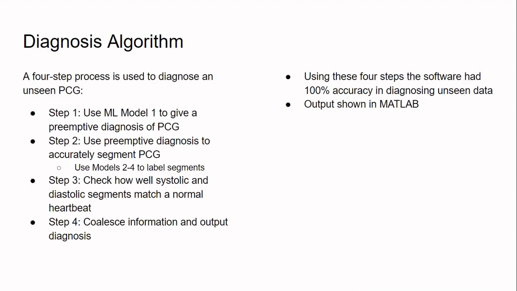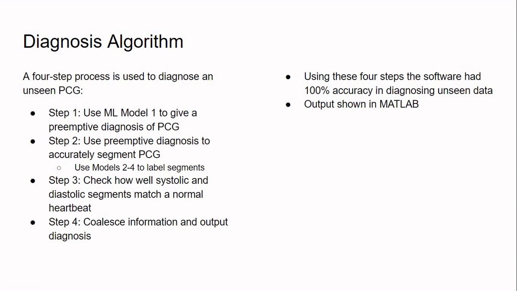In this project, we used a 4-step process to diagnose an unseen phonocardiogram. In step 1, we used machine learning model 1 to give a preemptive diagnosis of the phonocardiogram. We then use this preemptive diagnosis to accurately segment a phonocardiogram into systolic and diastolic segments. However, since the segmentation algorithm itself is not able to label the segments, we use machine learning models 2 to 4 to label these segments as systolic or diastolic.